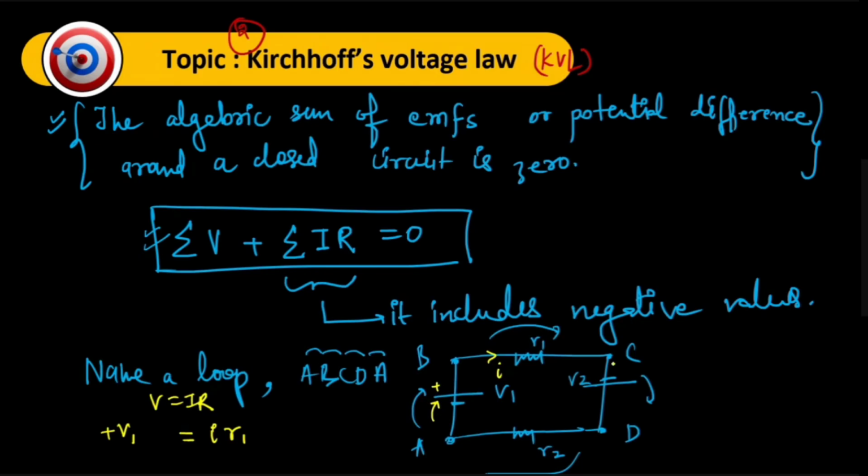Now similarly, we are reading from C to D. You came out again from the positive side of the battery, so it would be plus V2 once again. If you meet the negative plate, it would be negative V2. Similarly, again the current is going this way, so I'll write plus I R2. So this is how the equation is supposed to be written.